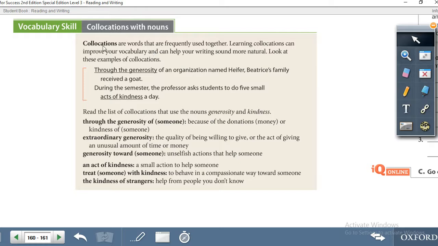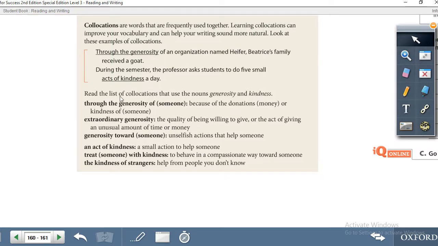So once again, collocations are words that are frequently used together. Learning collocations can improve your vocabulary and can help your writing sound more natural. That's what collocations are. Read the list of collocations that use the nouns generosity and kindness. Through the generosity of someone, because of the donations, money, or kindness of someone.